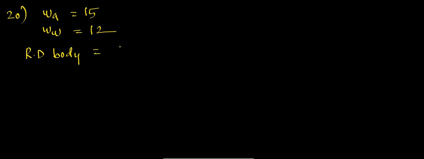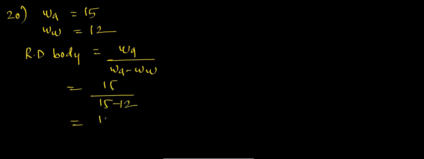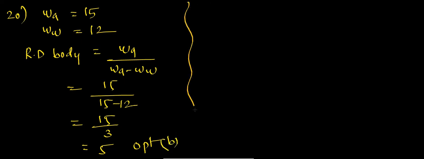It's nothing but weight in air divided by weight in air minus weight in water. So this is 15 by 15 minus 12, so 15 by 3. 3 fives are 15, so 5. Don't keep the units, because this time the question is relative density, so no units. So option B. Go through the next question.